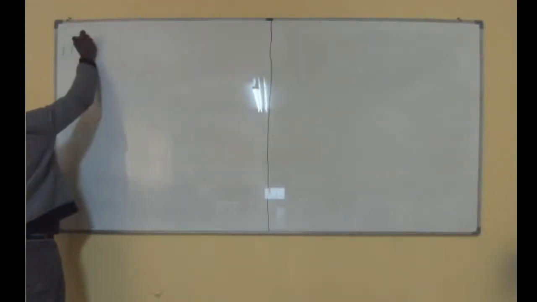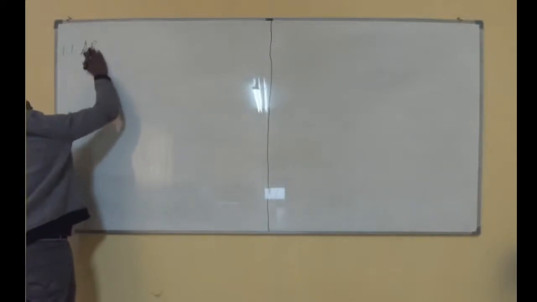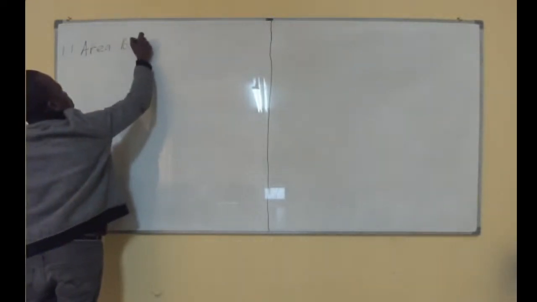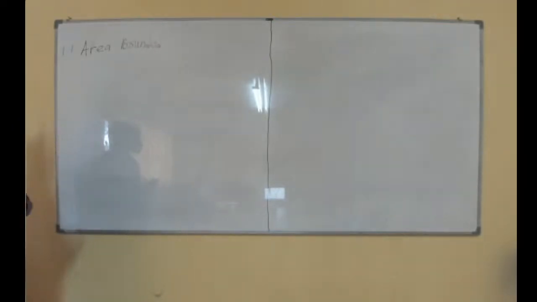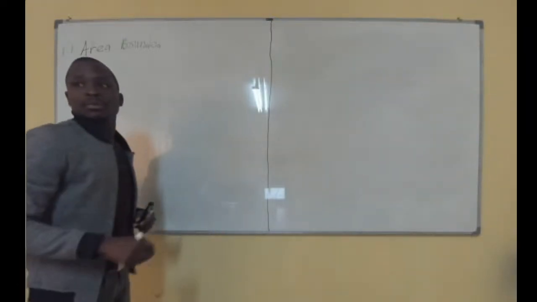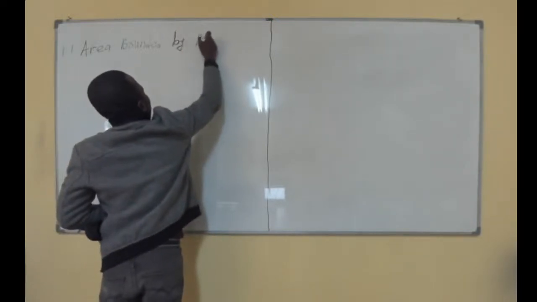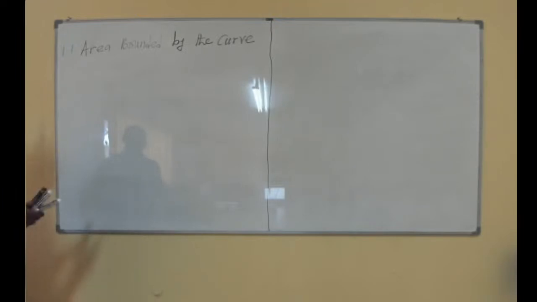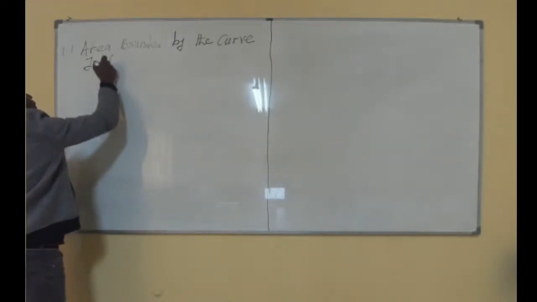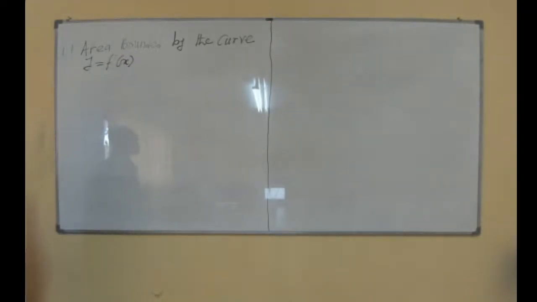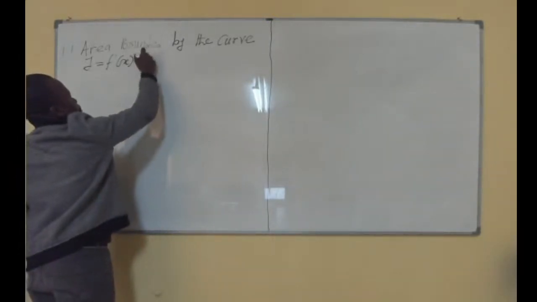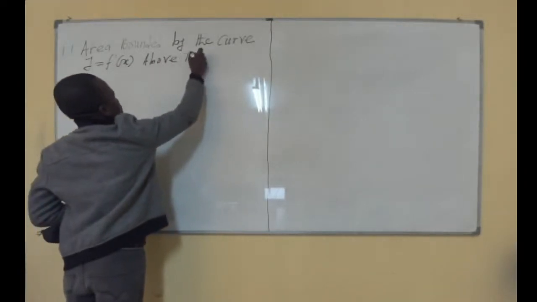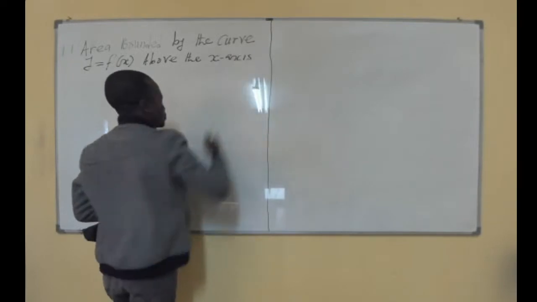I hope you're able to see my markup. 1.1. We are going to look at area bounded by the curve, area bounded by the curve y equal to f of x above the x-axis. This curve is above the x-axis.